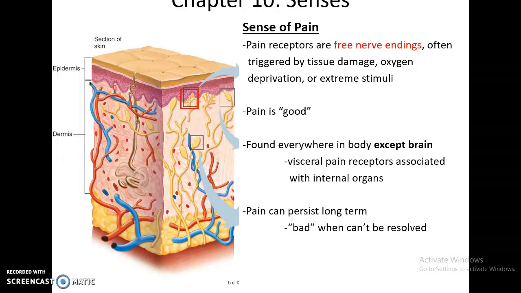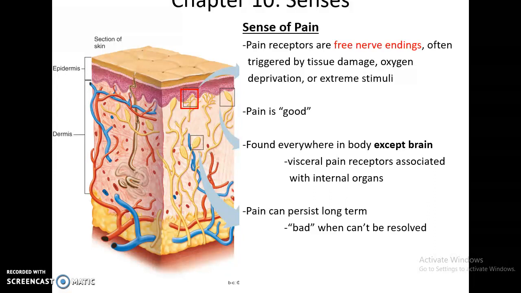Pain is also detected by free nerve endings, and the sensation of pain can be caused by many different stimuli, such as tissue damage and the chemicals released from that damage, from oxygen deprivation, and from extreme stimulus. So, for instance, if it's really dark, so you wake up in the middle of the night, and you turn the lights on and it hurts a little bit in your eyes, that's an example of extreme stimuli causing pain.